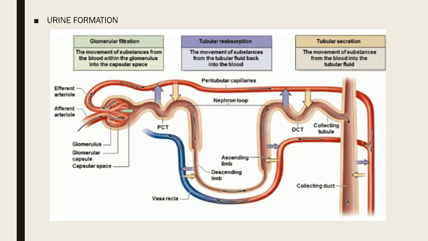From the blood into the collecting duct, that is, from the blood to the proximal convoluted tubule, to the distal convoluted tubule, and then to the collecting duct. Of course, blood and glucose are not normally found in the urine.